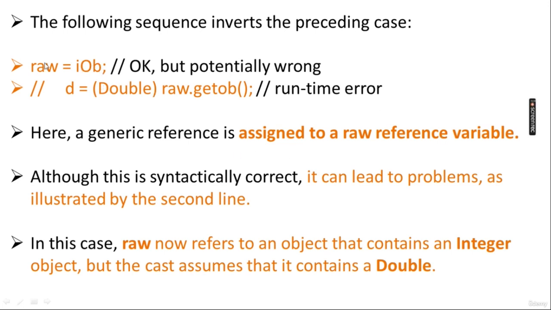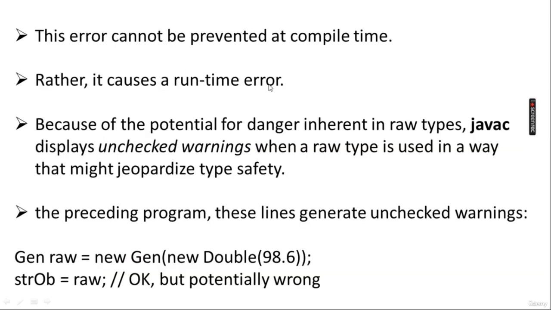It is generic, iOb. It is non-generic. And it is assigned to a raw reference variable. And it is correct, but it can lead to errors as is stated by the second line, runtime errors. raw now refers to an object that contains an Integer object, but the cast assumes that it contains a Double object. Okay. Actually, it is having the Integer value here, iOb, but the cast assumes that it is having the Double value. raw.getOb(), here it is Integer, we are converting to Double. This error cannot be prevented at compile time, rather it causes a runtime error or runtime exception.